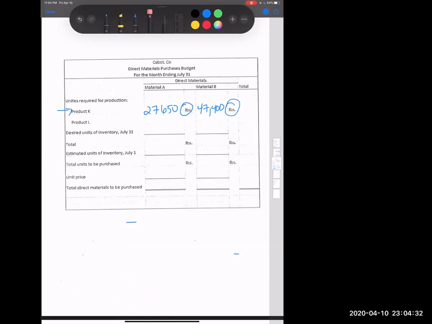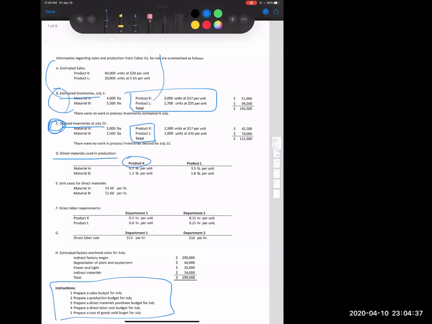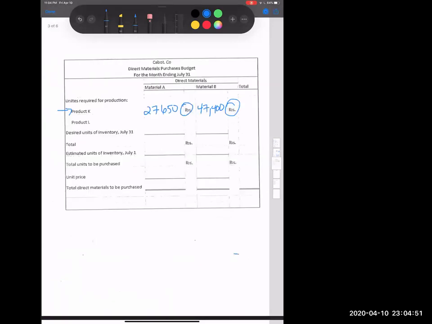So for product L, if I go back to my top sheet, product L tells us we need product A and product B, but we need different quantities. We need 3.5 pounds per unit for material A and 1.8 pounds per unit for material B. All right, so what we're going to do is come back here. So we're going to have material A and material B for product L.